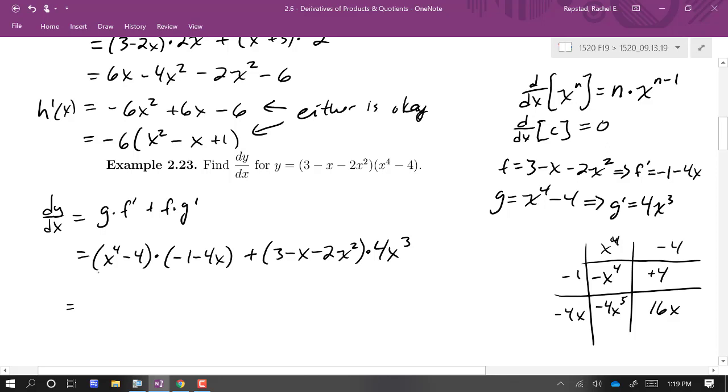I'm going to probably just throw them in descending order of power of x. So negative 4x to the fifth, minus x to the fourth, plus 16x, plus 4. And the next one is just one term to distribute through, so we have a 12x cubed minus 4x to the fourth minus 8x to the fifth.